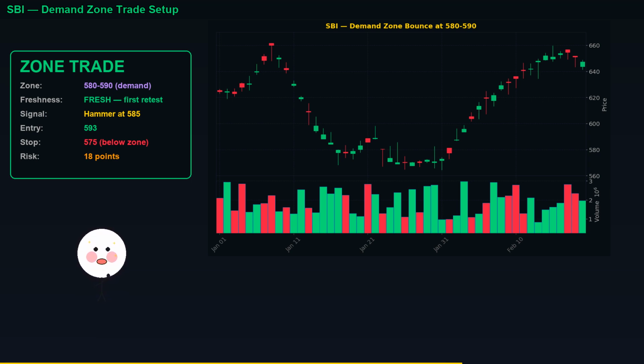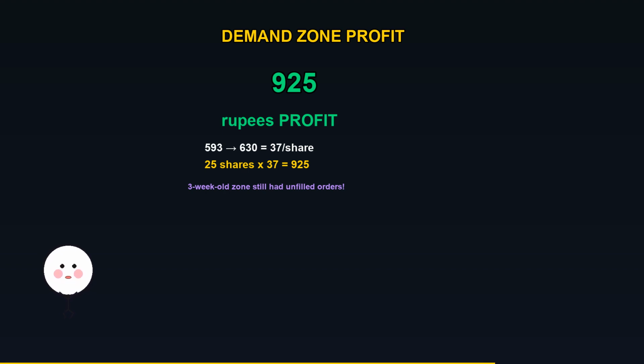595. 590. It enters the zone. A hammer candle forms right at 585. Confirmation. Rahul enters at 593. Stop at 575. Below the entire zone. SBI bounces from a demand zone exactly as expected. 593 to 600. Then 610. Then 620. The demand zone holds perfectly.